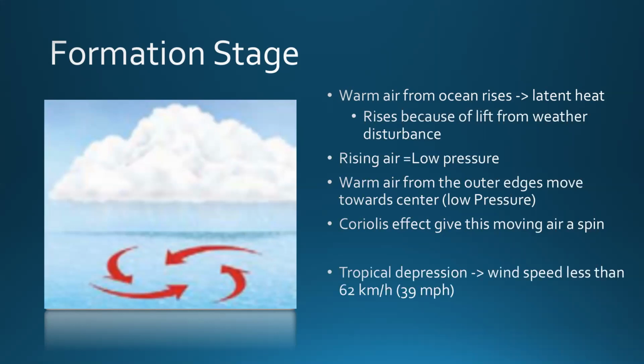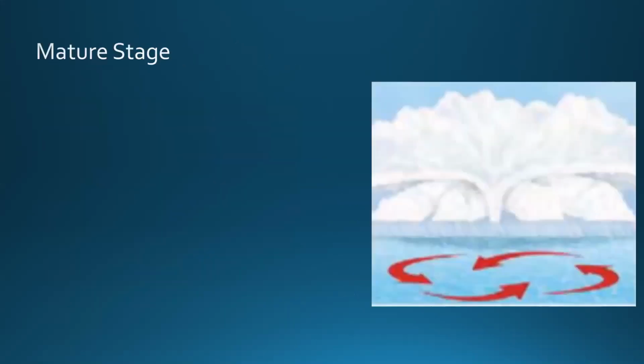Where this becomes a tropical depression during this formation stage is when you have wind speeds that are less than 62 kilometers per hour, or 39 miles per hour. When the winds are like this, we call it a tropical depression. And that's the same thing as saying a rainstorm or a tornado. It's just the name of the storm that is happening.